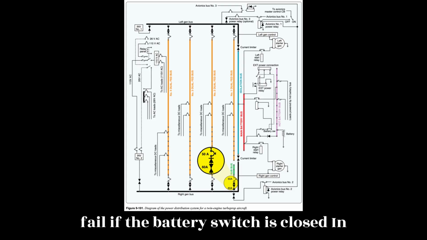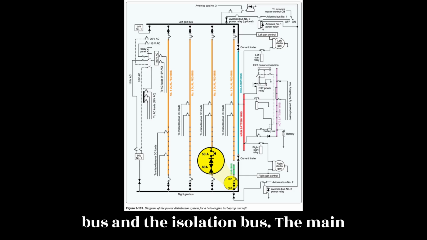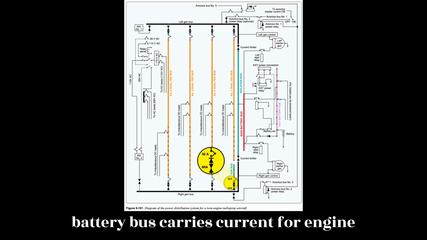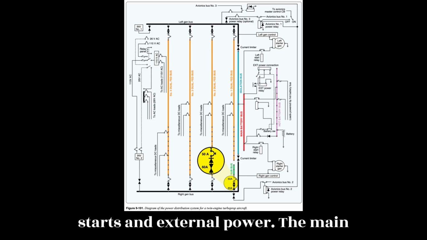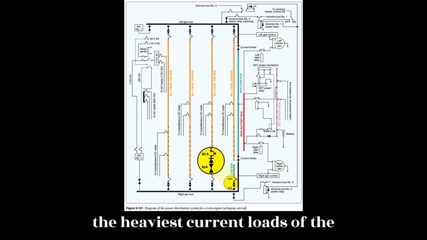If the battery switch is closed and the battery relay activated, battery power is connected to the main battery bus and the isolation bus. The main battery bus carries current for engine starts and external power. So the main battery bus must be large enough to carry the heaviest current loads of the aircraft.